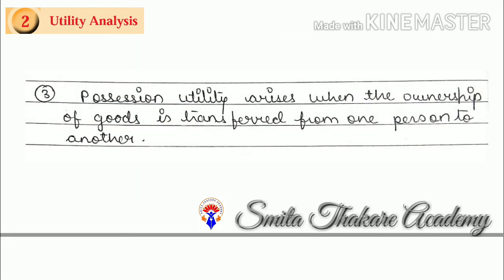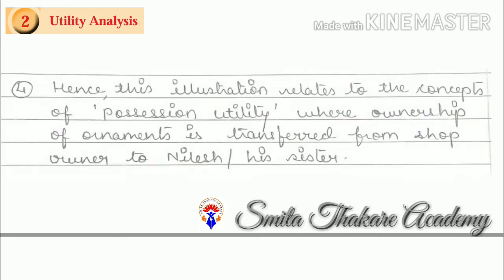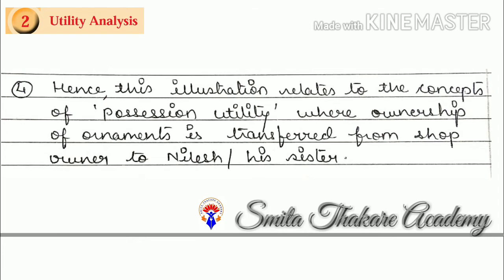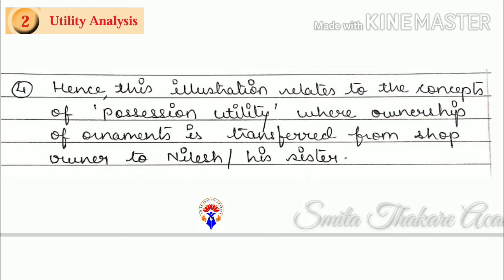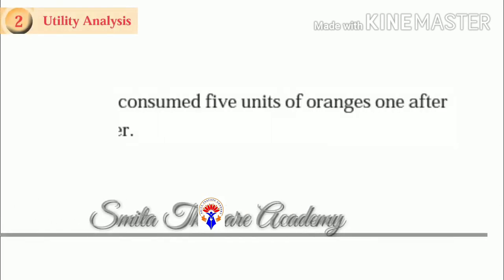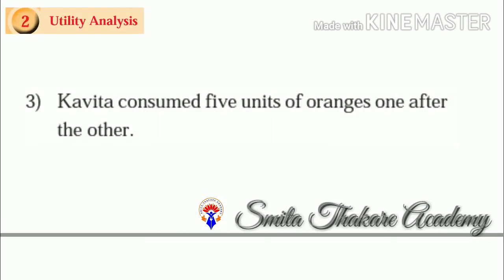Possession utility arises when the ownership of a good is transferred from one person to another. Hence, this illustration relates to the concept of possession utility where ownership of the ornament is transferred from the shop owner to Nilesh or his sister. Kavita consumed 5 units of oranges, one after another.